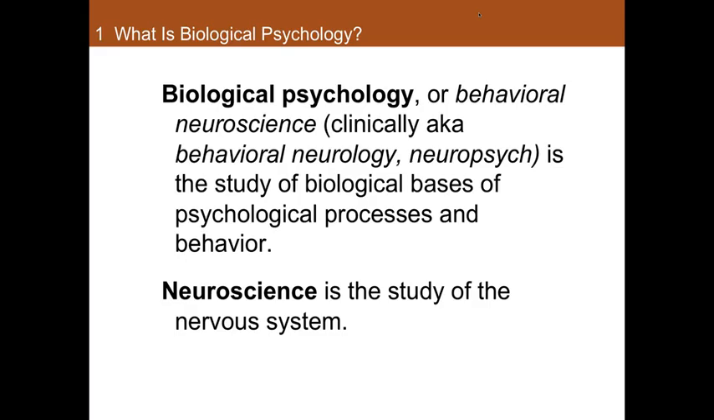So, what is biological psychology? Well, it's known as several other things, depending on what department, what school you're in. And there are a lot of overlaps of different disciplines involved in the study of biological psychology, also known as behavioral neurology, behavioral neuroscience, or neuropsychiatry or neuropsychology. And basically, it's the study of the biological basis of psychological processes and behavior, whereas neuroscience is the study of the nervous system.